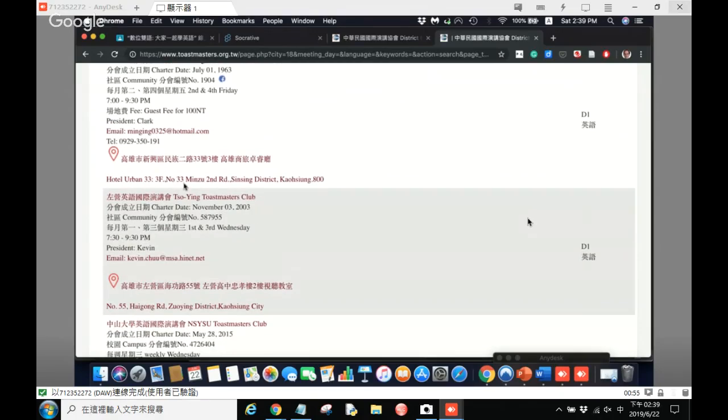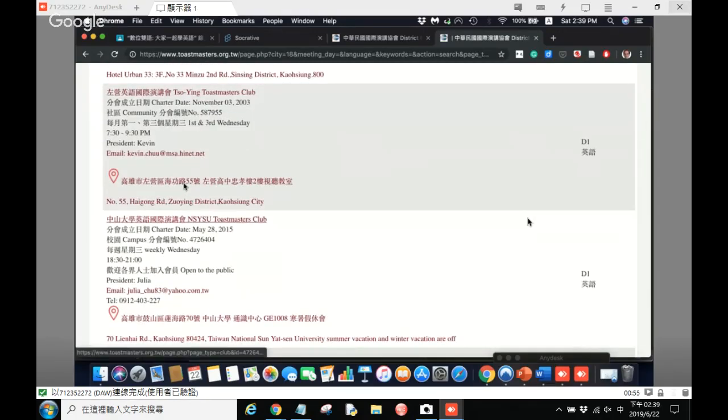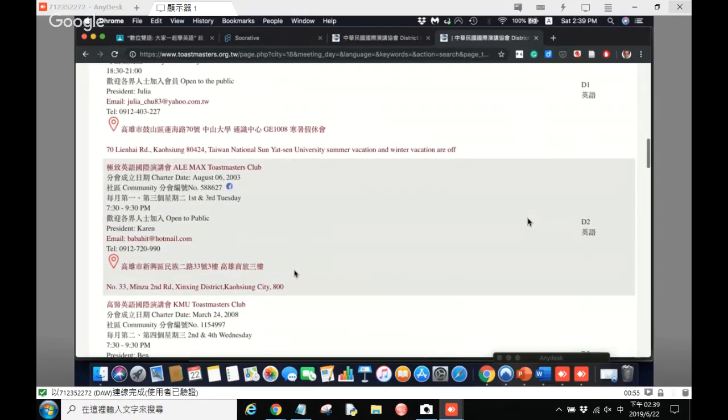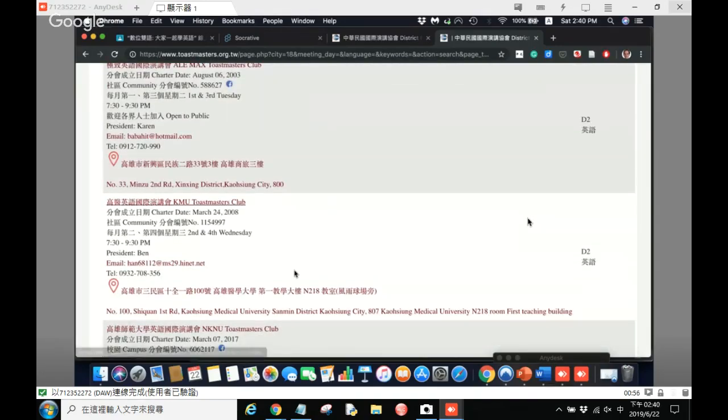There's another club here in Doying. There's a club at Zhongshan University, which started about 2 years ago, I think. It's a university club. That's what I mentioned. Yep. In the university, they do get in there. Right. Here's another club, ALMAX. And here's another club, KMU.